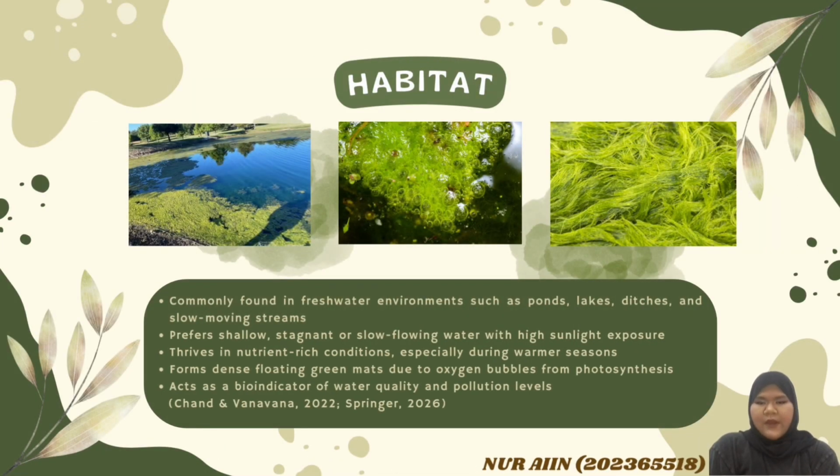Well, Spirogyra sp is commonly found in freshwater environments such as ponds, lakes, ditches, and slow-moving streams. It prefers shallow, stagnant, or slow-flowing water with hot sunlight exposure. It also thrives in nutrient-rich conditions, especially during warmer seasons. Spirogyra sp forms dense, floating green mats due to oxygen bubbles from photosynthesis. It also acts as a bioindicator of water quality and pollution levels.